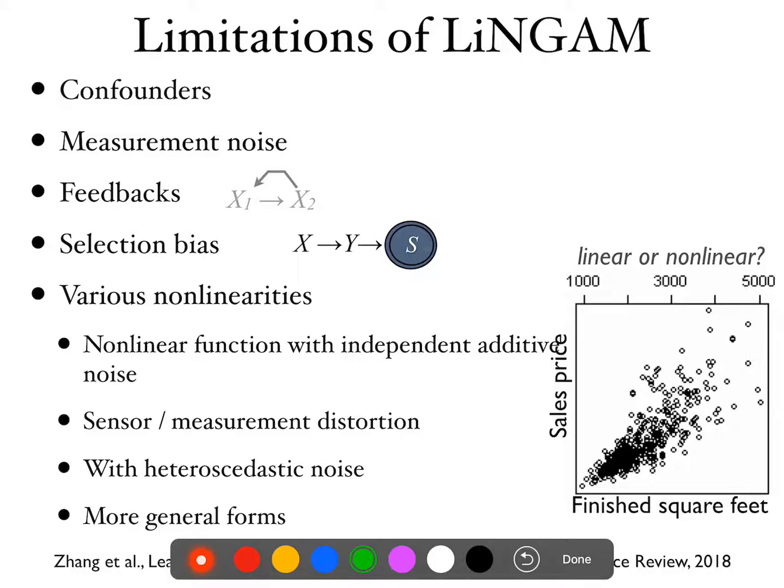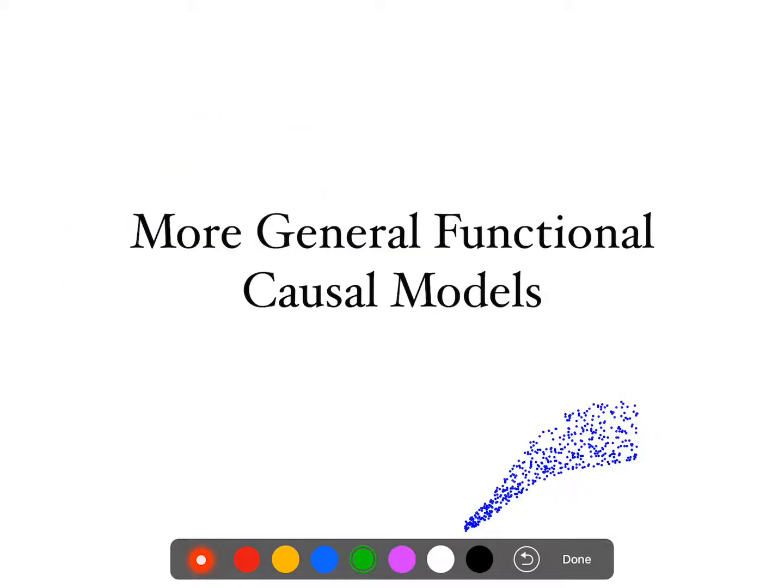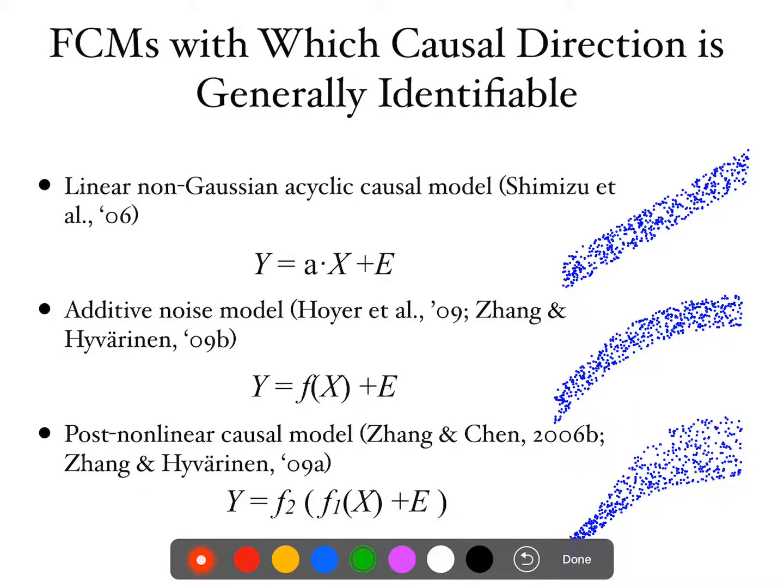Why? Because it was proposed in 2005. I was surprised when I saw the paper. Basically, to me, that was the first possible way to really see the causal direction between two random variables, right? Before that, it was not possible. So you have to deal with confounders, the measurement error, feedback, selection bias, and you have to deal with various nonlinearities. Let's have a very quick look at the causal models.